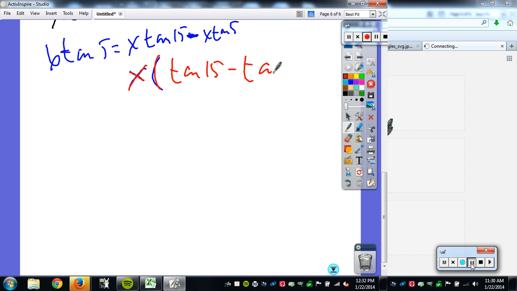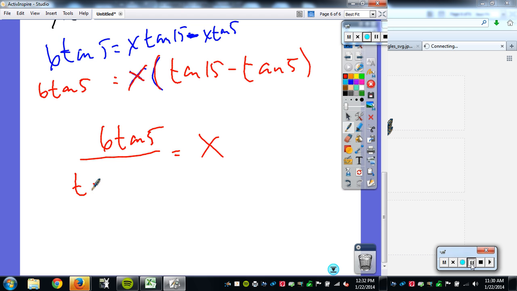Now, do you guys know what the tangent of 15 minus the tangent of 5 is? No. That's not. It's just that. What is x equal? You know x equals 6 tangent of 5 over tangent of 15 minus tangent of 5. Go to the machine!